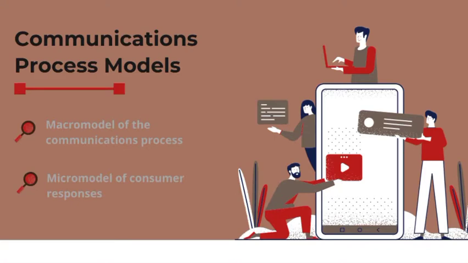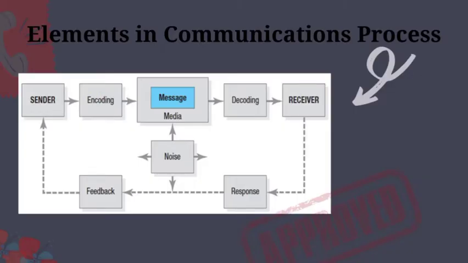Then, the communications process models. Two models are useful. The first one is the macro model of the communications process, and number two is the micro model of consumer responses. Okay, let's discuss the first one, the communication process model. It is the macro model of the communication process. It shows a macro communication model with 9 elements.